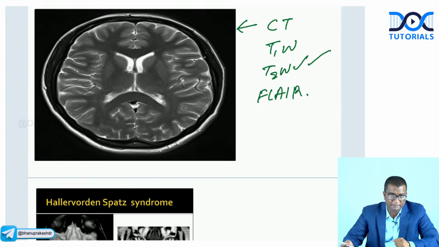So this is T2 weighted MRI. The gray matter is white, the white matter is black, and the fluid is white. So this is T2 weighted MRI.